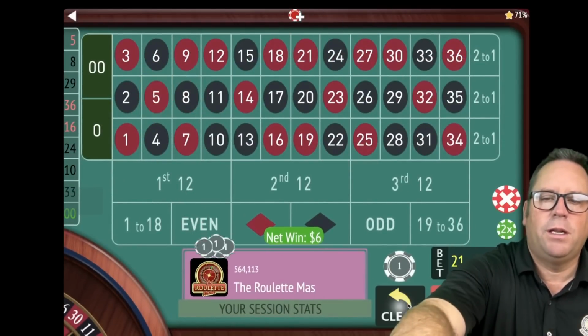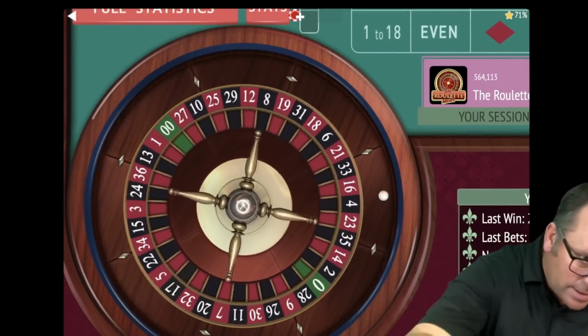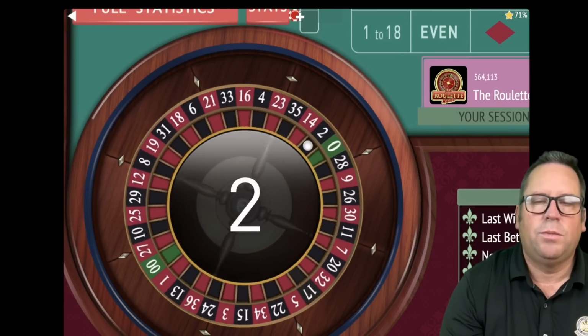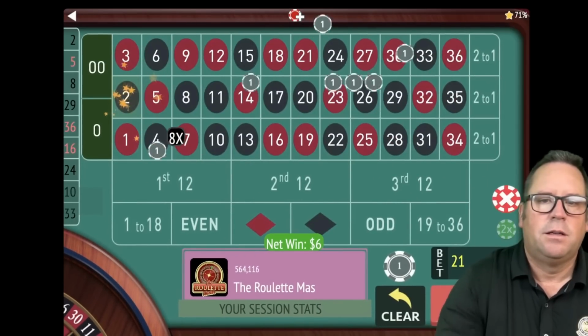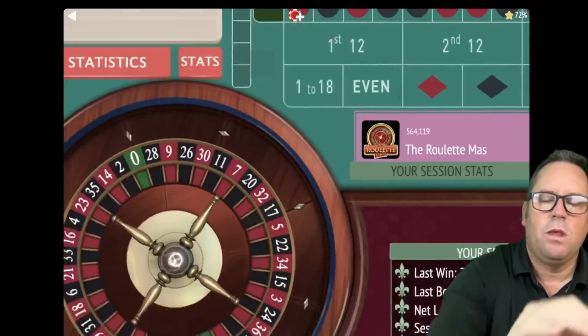It's a corner bet win. We'll take it. We're up 36. No more bets. All right, let's go ahead and spin, and here we go. That's a 2 black. That's a good win on the corner. We're up 42. No more bets.